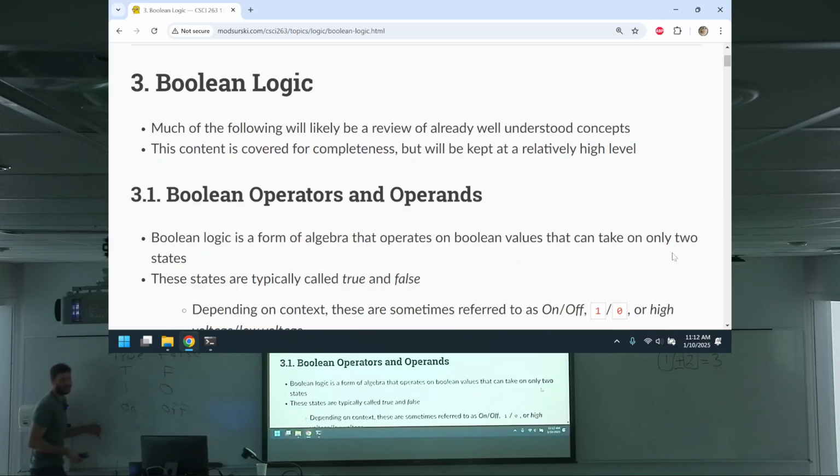Usually if I say on or off, which one do you think is true and which one's false? On's probably true. And if you didn't know that, well now you do. There's a lot of ways we can write this. And I will be flip-flopping around all the time.